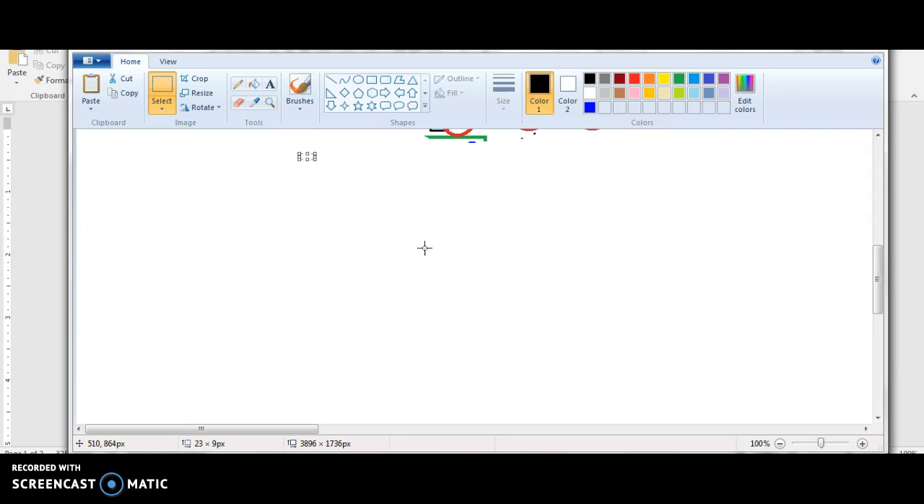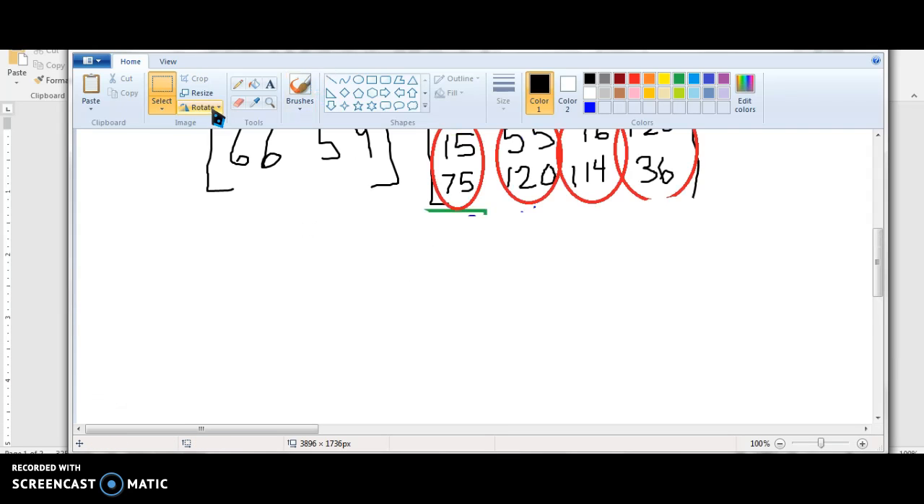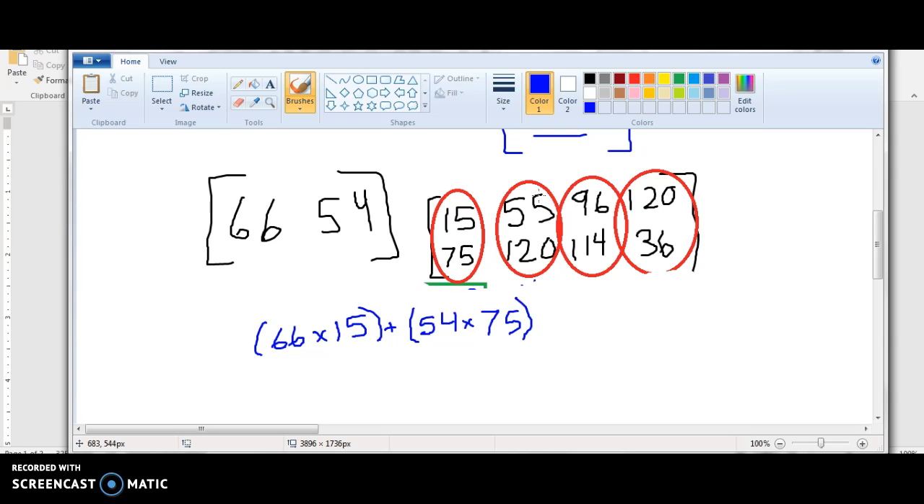So what we're going to do is I'm going to set this up just like this. 66 times the first number, 15, plus 54 times 75. So all we're going to do for all of these numbers, all of these columns, that's the same thing we're going to do for each one of them. So we're just going to solve it.